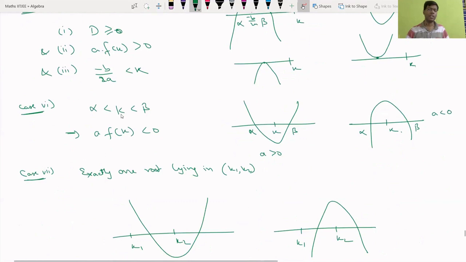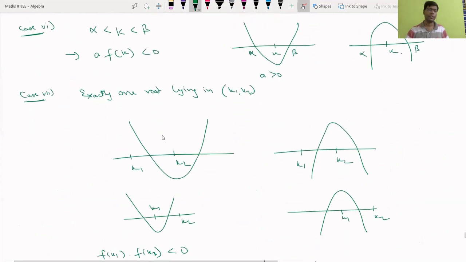And when one root is less than k and another root is greater than k, then I have only one condition. See, whenever 0 is lying between the roots, or k is lying between the roots, then I have only one condition. That is, the product of a and f of k, or f of 0, is less than 0.